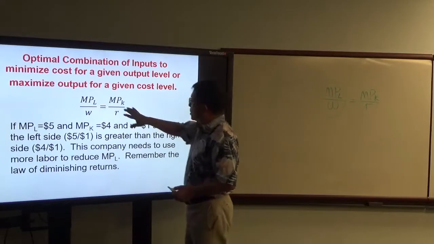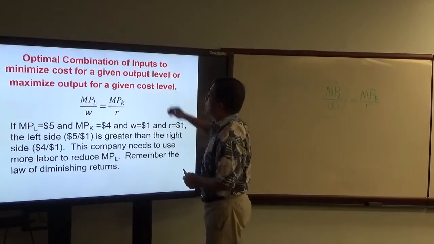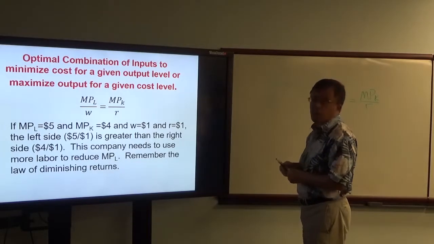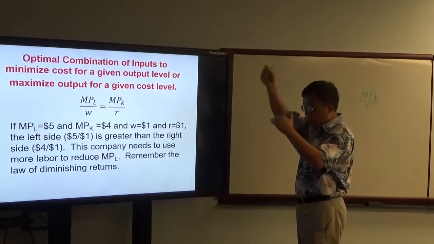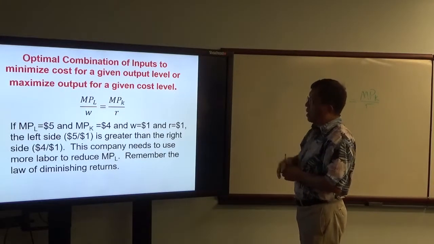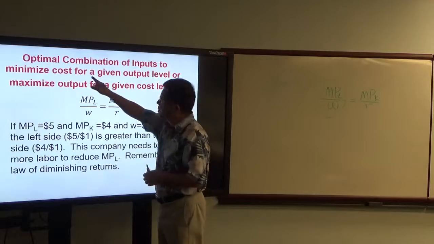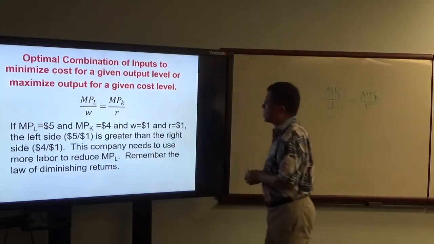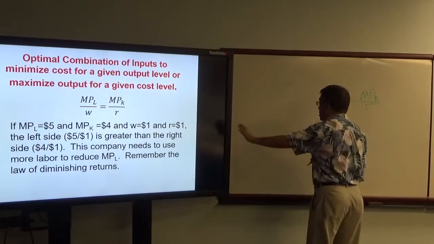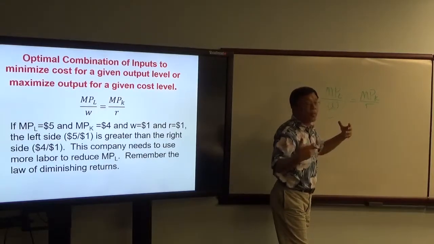So this left side is equal to the right side, and this is the optimum combination of inputs to minimize the cost for a given output level, or maximize the output for a given cost level. Given a cost level, this is the highest output level you can achieve. Or given the output level, this is the minimum cost to reach that output level. So the left side should equal the right side. But if the left side is not equal to the right side, this will not be an optimum.